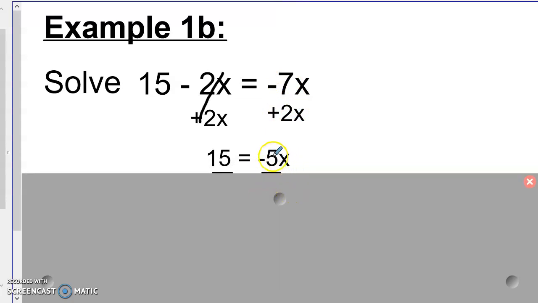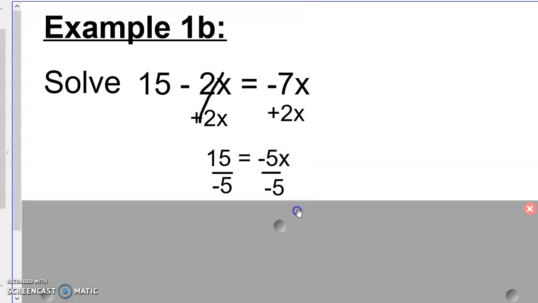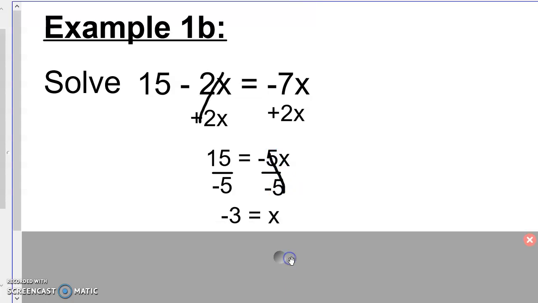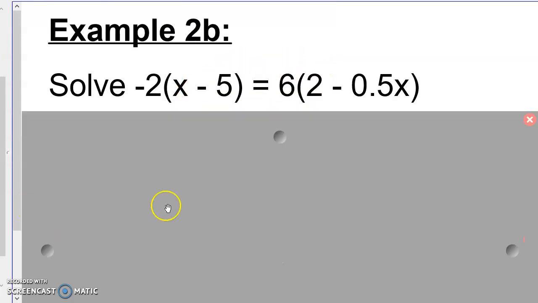Then, to undo multiplying by negative 5, I would divide by negative 5 on both sides. That would cancel, leaving me with x equals negative 3. And how I would check this is I would put negative 3 in here, see what this equals, put negative 3 in here, see what this equals, and see if they equal the same thing. If they equal the same thing, then that is the solution.